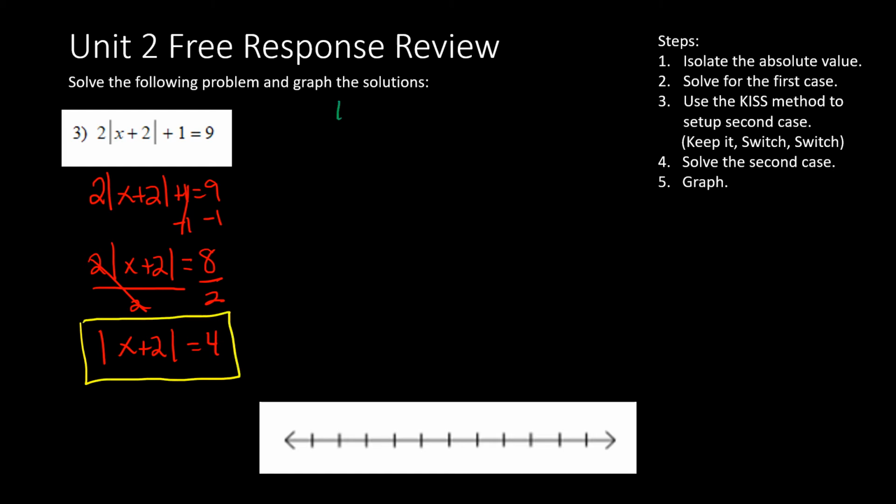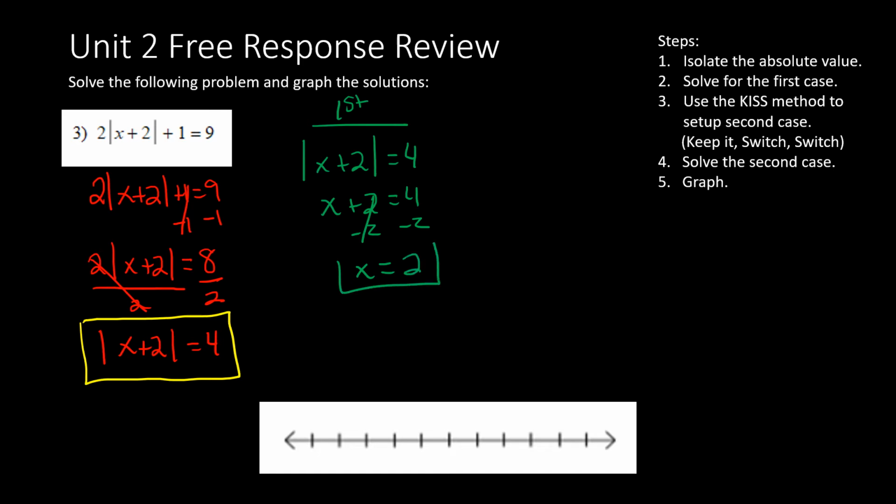So when we solve for that first case, we're going to take that isolated absolute value, that x plus 2, set it equal to 4, drop the absolute values, and we solve. So x plus 2 equals 4, subtract 2 from both sides, we get that x equals 2. Cool.